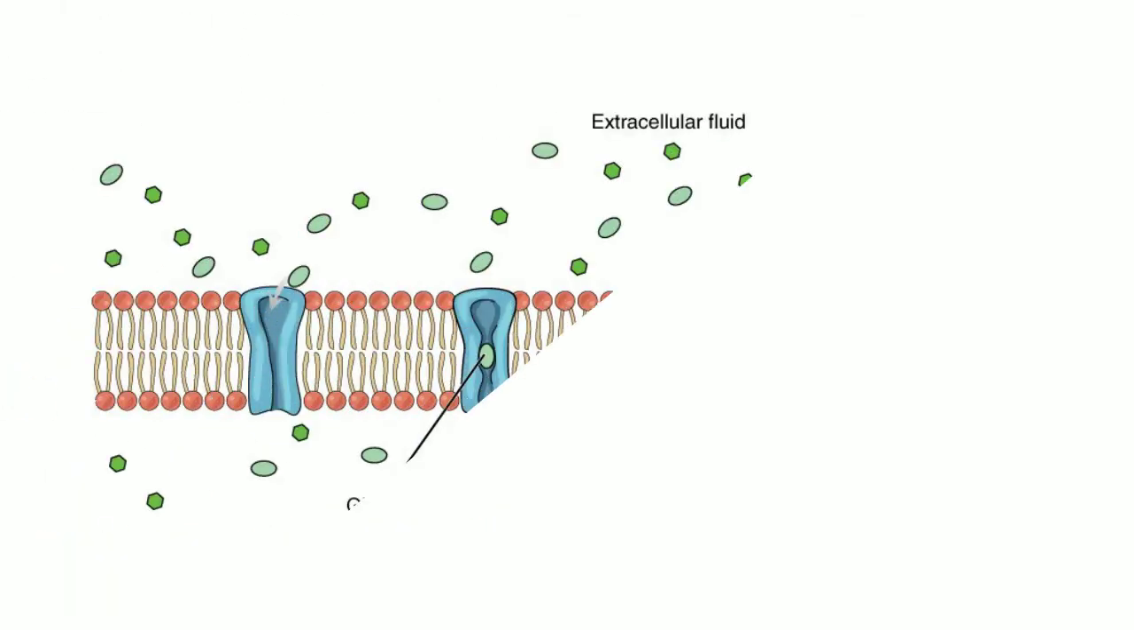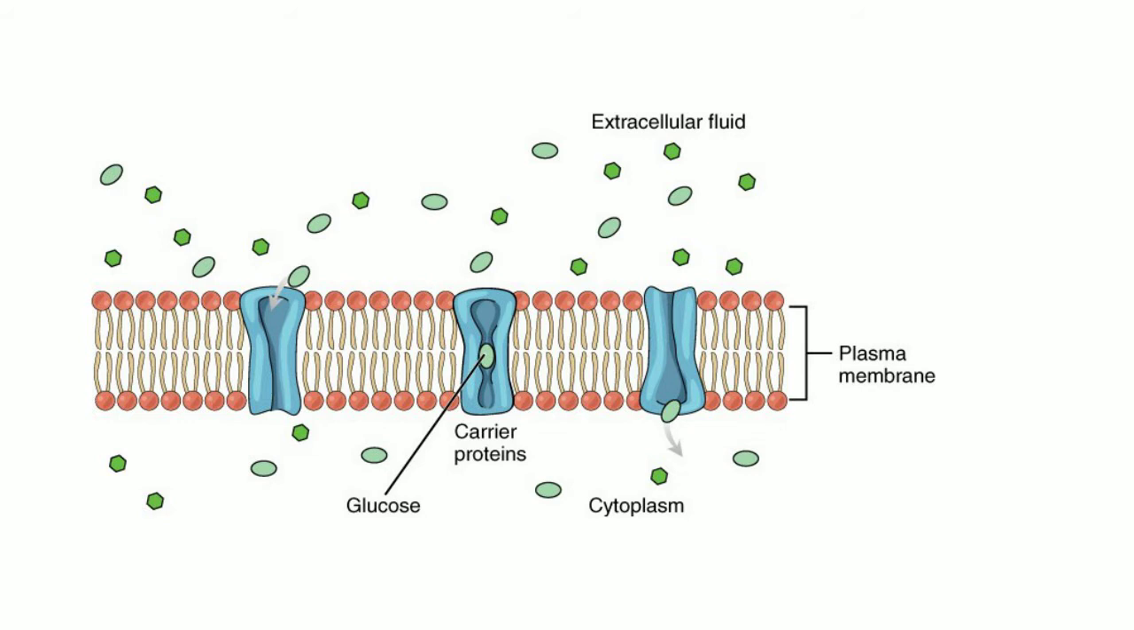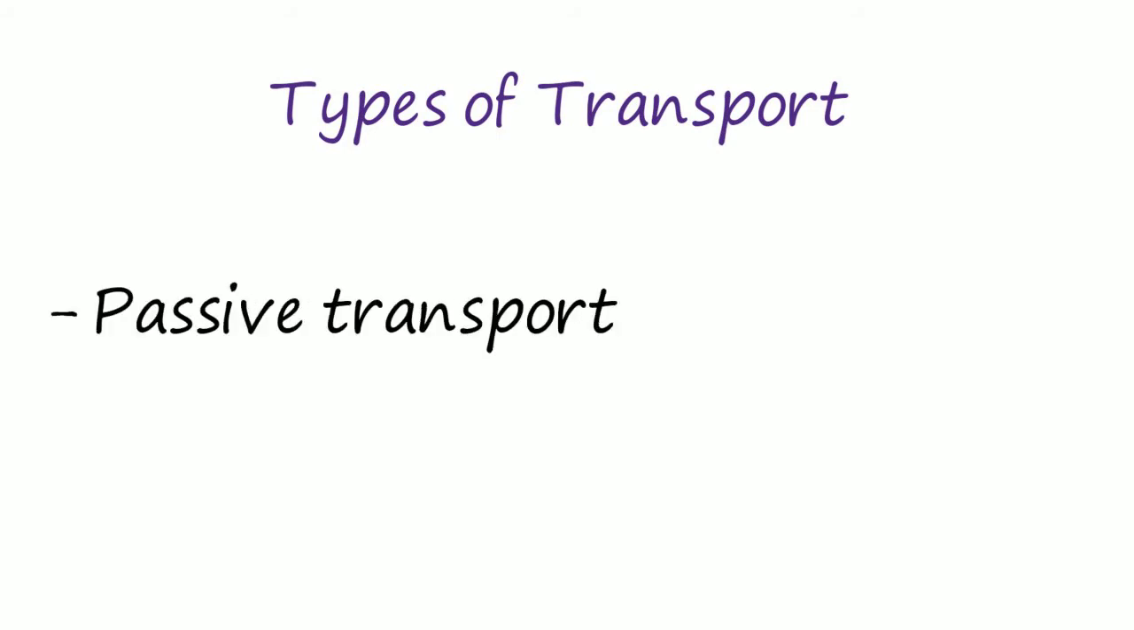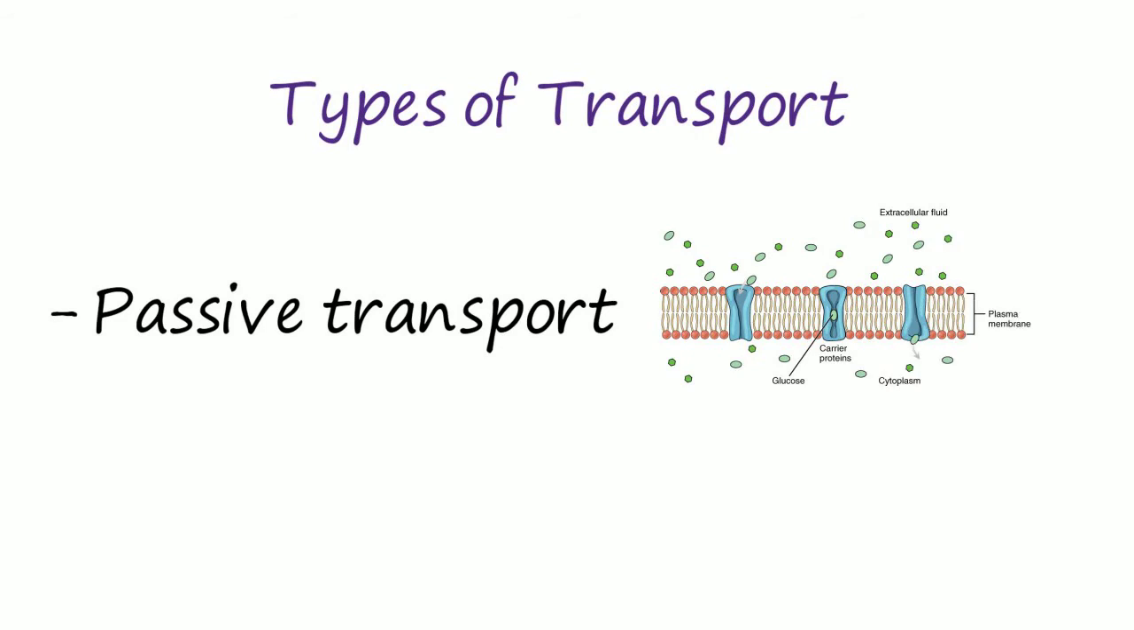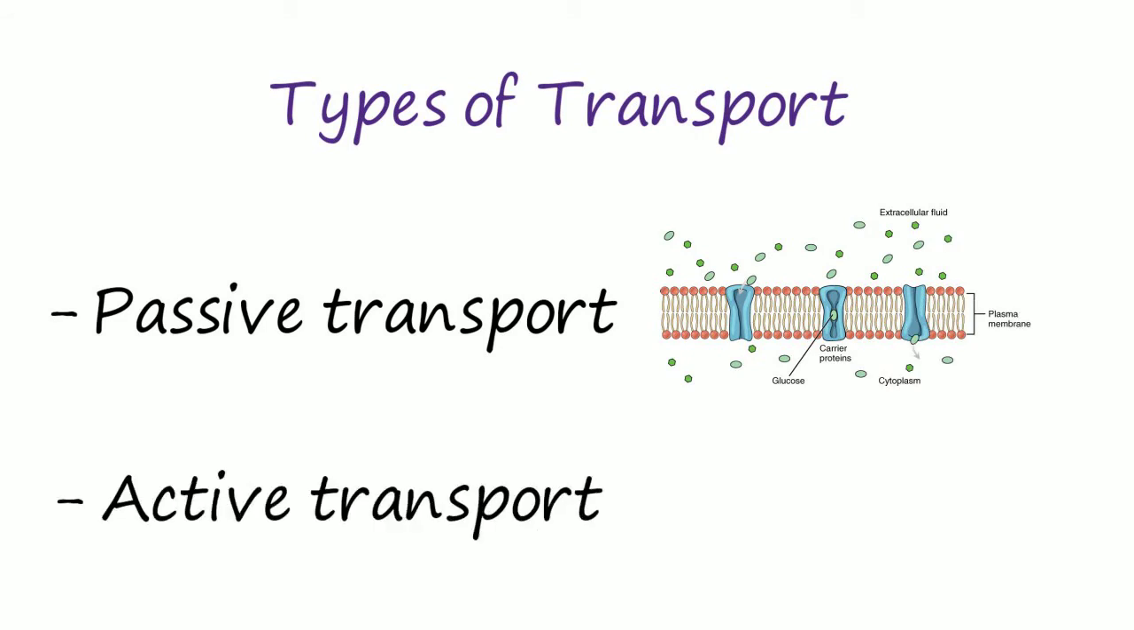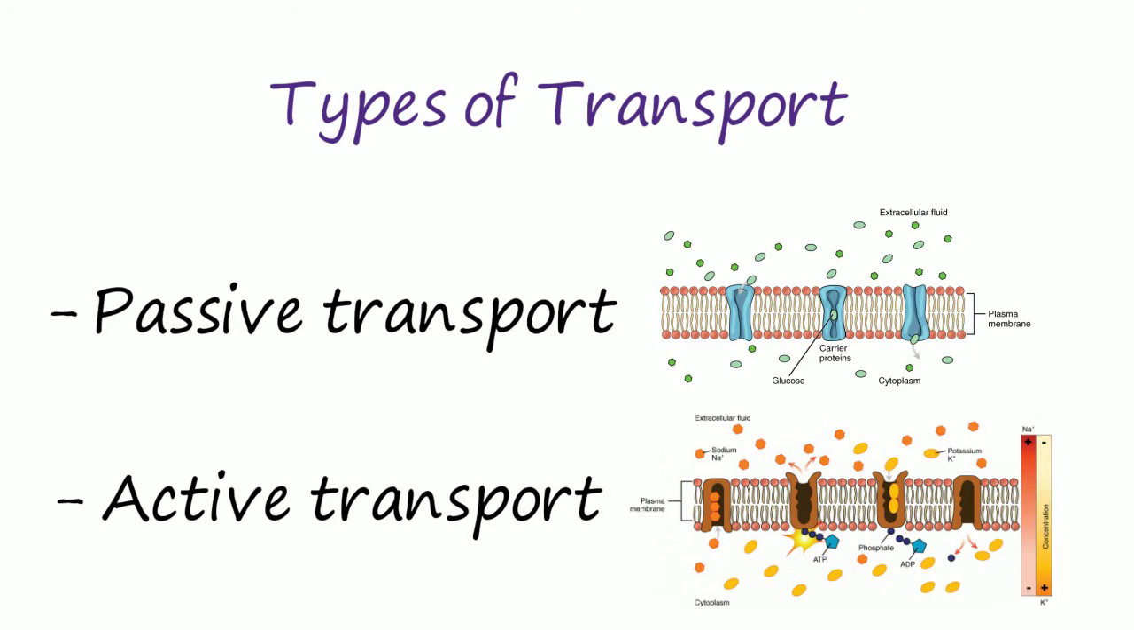The cell membrane is well suited for the transport of substances in and out of the cell, and this cell membrane has lipids and proteins which help in the transport of the various substances between the extracellular fluid and the intracellular fluid. Basically, there are two types of transport across the cell membrane: the passive transport mechanism and the active transport mechanism. Today, we shall be talking about the passive transport.